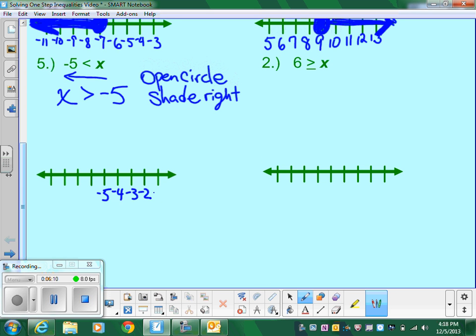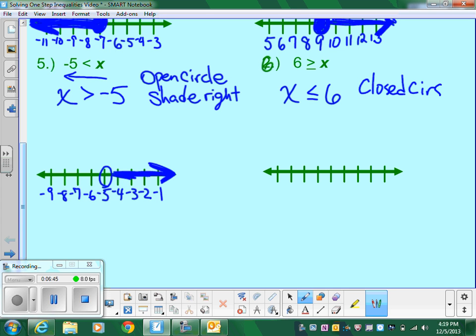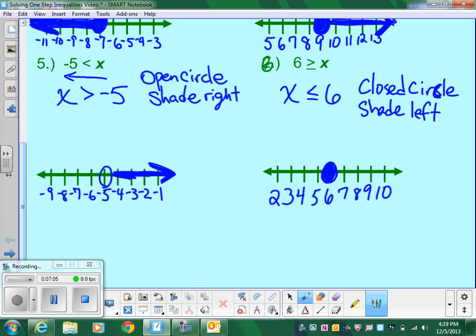So we set up our number line once again. An open circle and shading to the right. We could do the same thing on number 6. We have 6 is greater than or equal to x. So we go ahead and read this in reverse. We now have x is less than or equal to 6. X can equal 6 here, so we know our circle is closed. And we also know that we're going to end up shading to the left because we're dealing with a less than symbol. So we close our circle and we shade left.